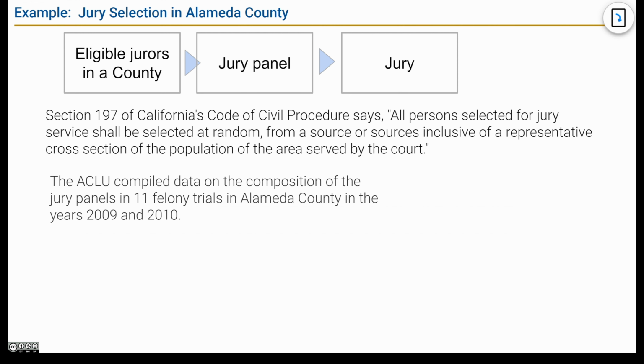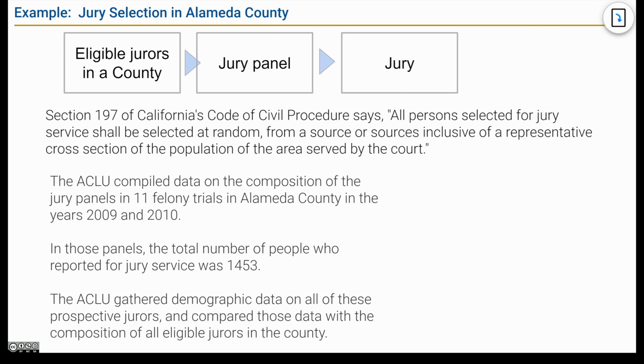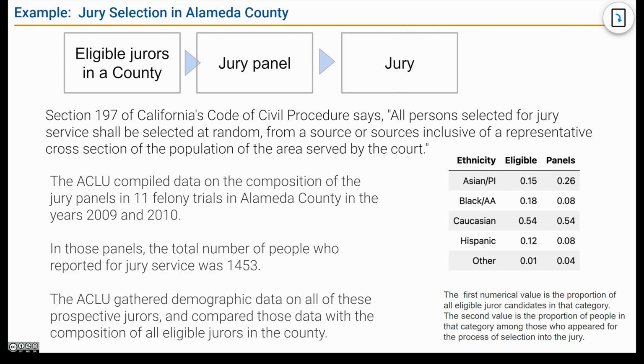The data that the ACLU compiled was from a total of 11 felony trials during 2009 and 2010. In those panels, the total number of people who reported for jury service was just under 1,500. They gathered demographic data on all of those jury panel members and then compared with the composition of all eligible jurors in the county.